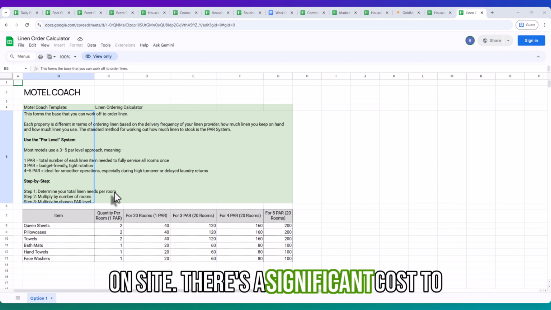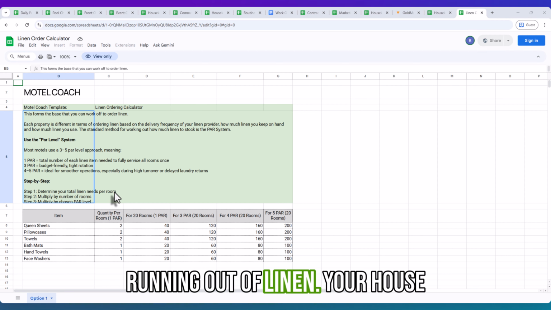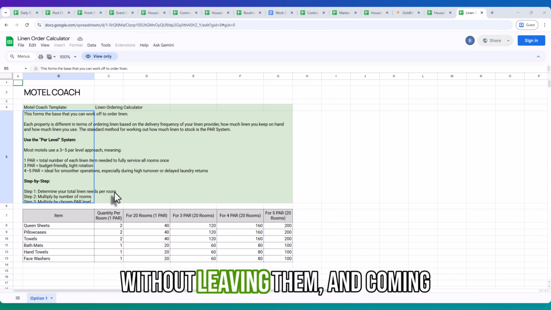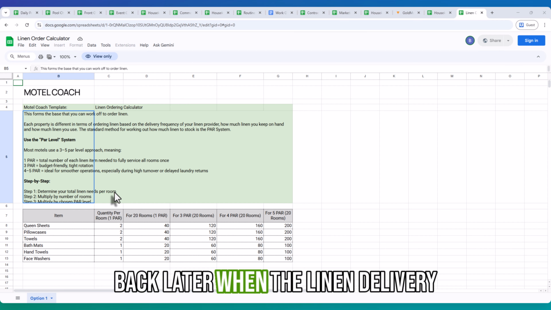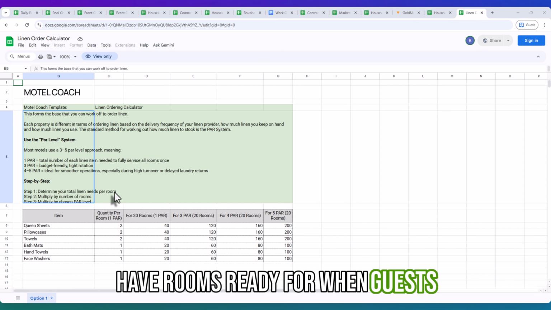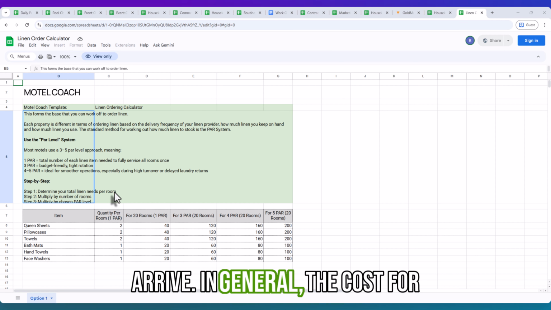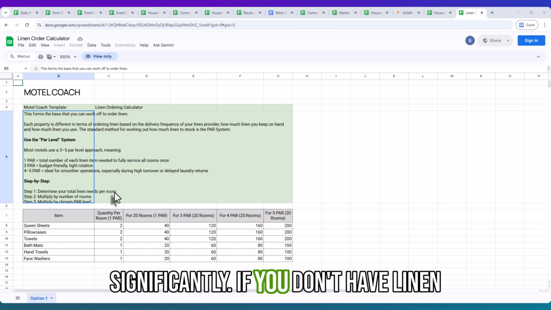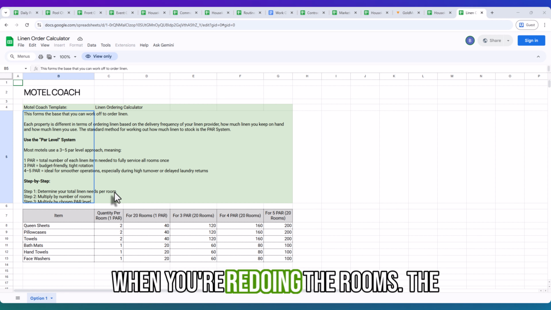There's a significant cost to running out of linen. Your housekeepers can't finalize the rooms without leaving them and coming back later when the linen delivery arrives. You can potentially not have rooms ready for when guests arrive. In general, the cost for turning the room over increases significantly if you don't have linen when you're redoing the rooms.